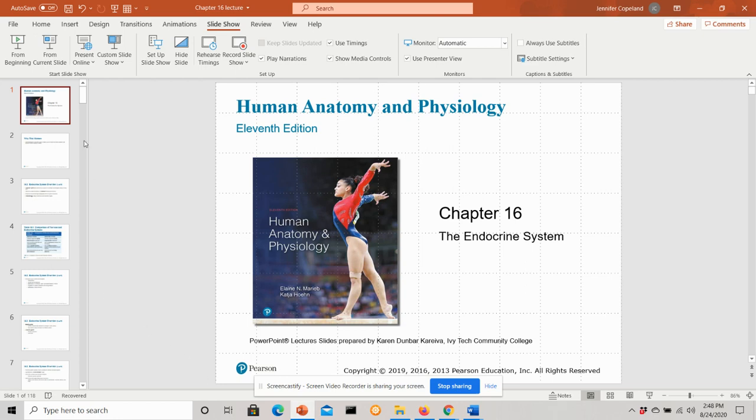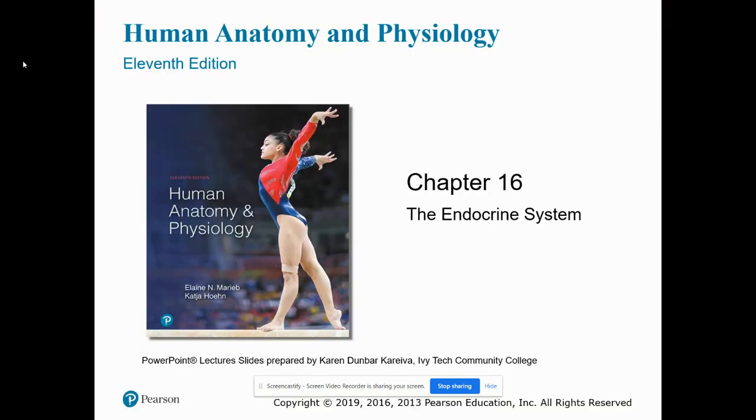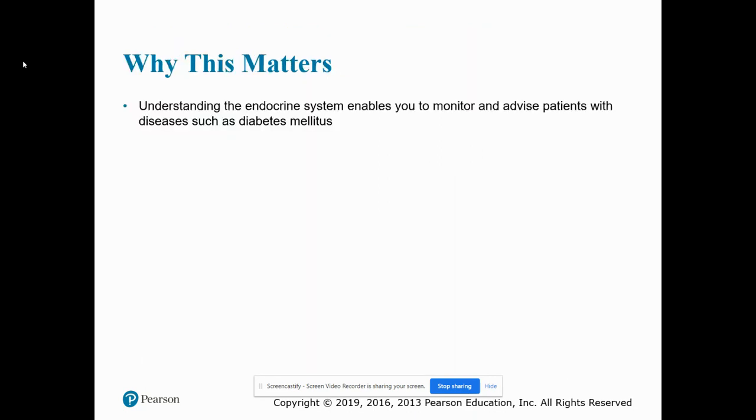Good morning, afternoon, evening. This is chapter 16. Well, first, it's Anatomy and Physiology 2. This is Dr. Copeland, and this particular chapter that we're covering is chapter 16. It is on the endocrine system.